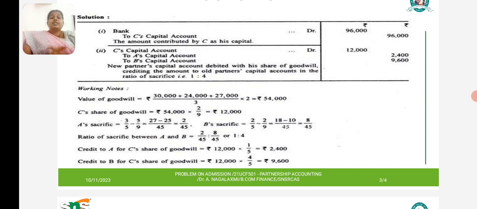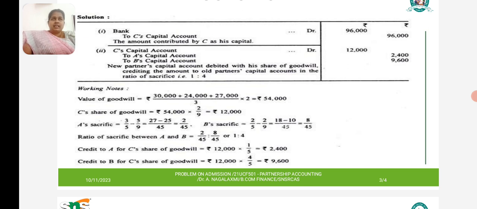The same calculation is to be carried out for ascertaining B's sacrifice. B's sacrifice is equal to 2 by 5, the old ratio, minus 2 by 9, the new ratio. We are getting 8 by 45 as the sacrifice. Both the denominators are the same, so the sacrificing ratio of A and B is 2 is to 8, that is 1 is to 4. Now we are going to pass the journal entries.